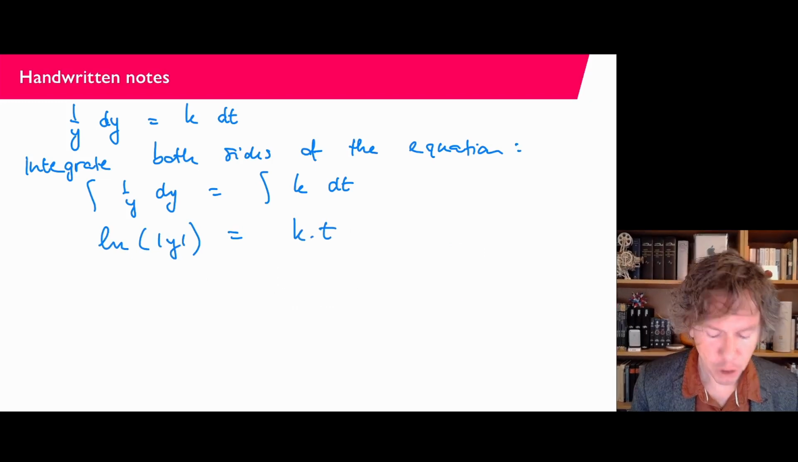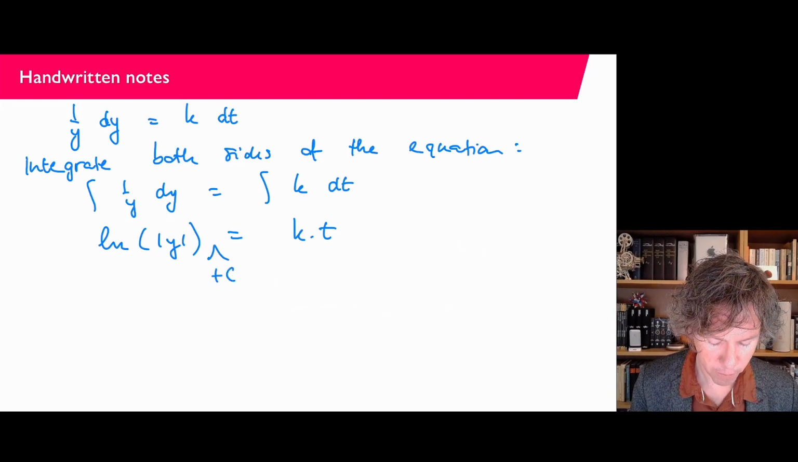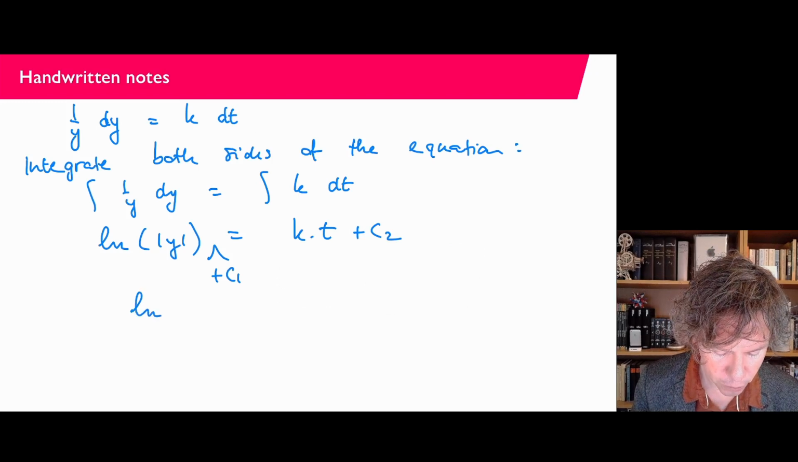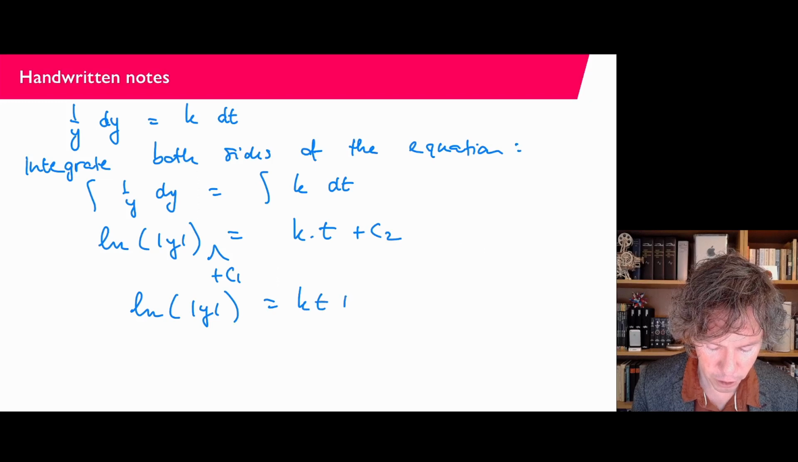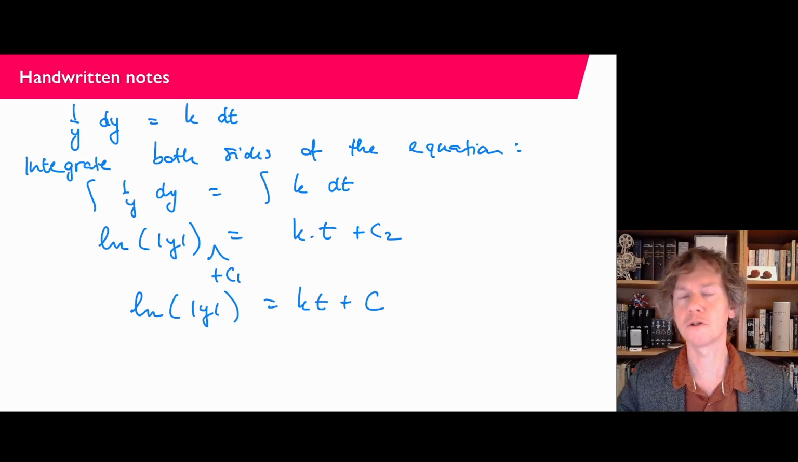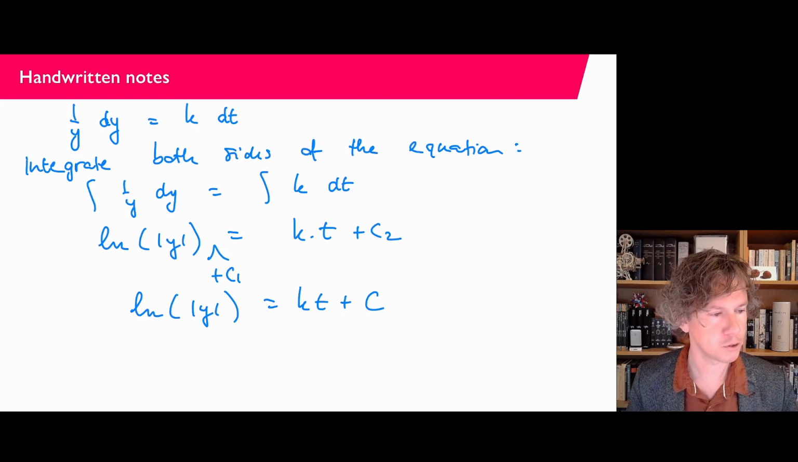And in principle, I would have to write integration constants there. So if I would be very precise, I would write plus c1 and plus c2 integration constants. Now note that I have two arbitrary constants. So instead what I'm going to do is say, well, apparently ln y equals k times t plus c. And this constant c is then c2 minus c1. I'm just interested that there is a constant there, and I don't know about the size or whatever, so I just write it like this.